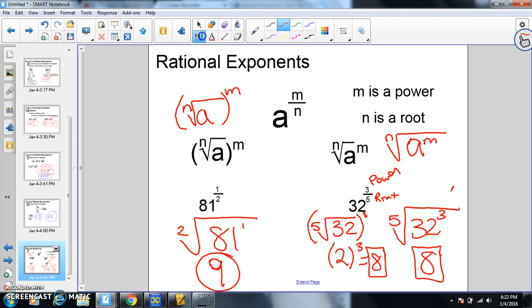If we did not have a calculator, this second option would have been much more difficult for us to solve. And that's it.